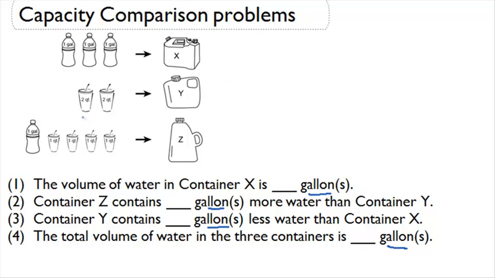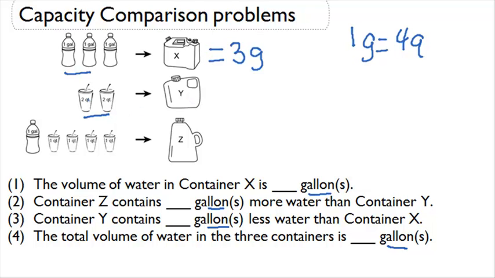Looking at my diagram, I see that I have quarts and gallons here. So I'm just going to need my formula that relates quarts to gallons. This formula is that 1 gallon is equal to 4 quarts. Alright, now let's look at our first step. Container X has 1, 2, 3 gallons. I don't even need to change that. I can just leave it as 3 gallons.